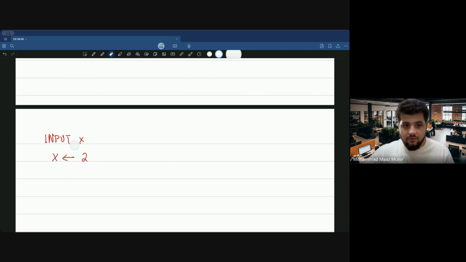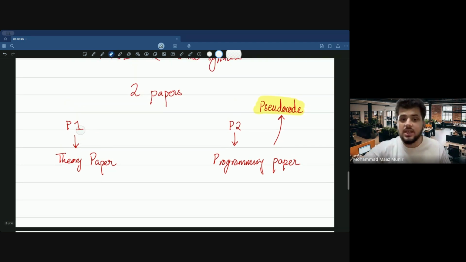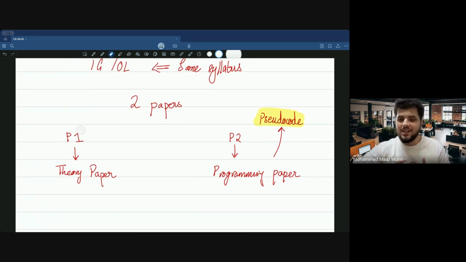So just to clarify, we won't be studying any sort of programming language. We will be studying this English-based simple programming, which we will be referring to as pseudocode. And this will be studied later on. The first thing which we will be covering is related to your paper 1, the theoretical paper. And then we will be slowly moving towards paper 2.